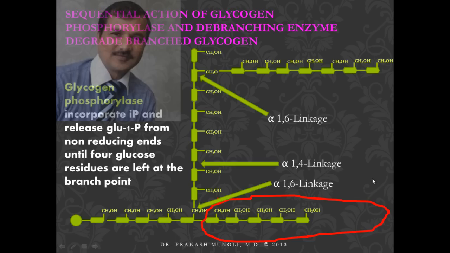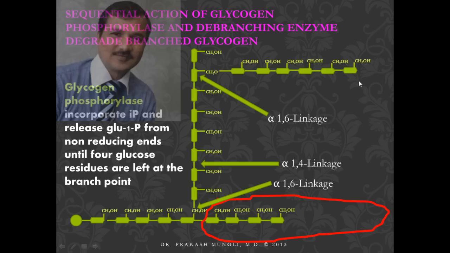The glucose residues present in the red circle here, the red thing that I have marked out, that's where the removal is going on until 4 glucose residues are left at the branch point. Here is the branch point with alpha 1,4 linkage. So 1, 2, 3, 4. 4 glucose residues are left, and at that point glycogen phosphorylase cannot move ahead because there is a steric hindrance. If you can see here, there is an L-type shape, and this doesn't allow glycogen phosphorylase to move further because of the steric hindrance.